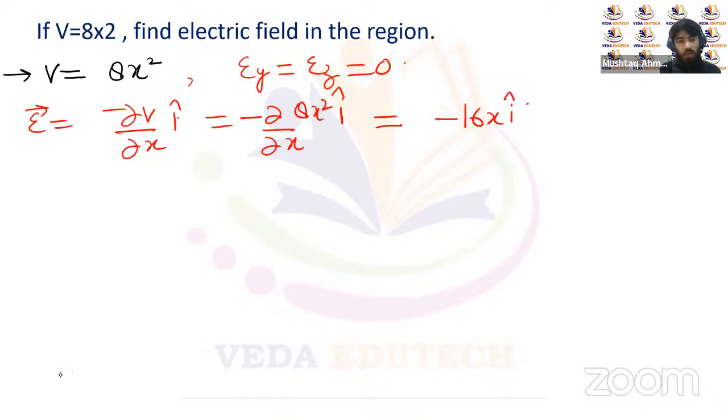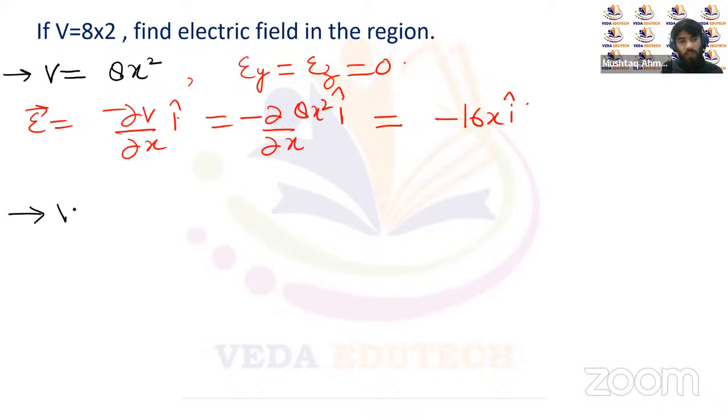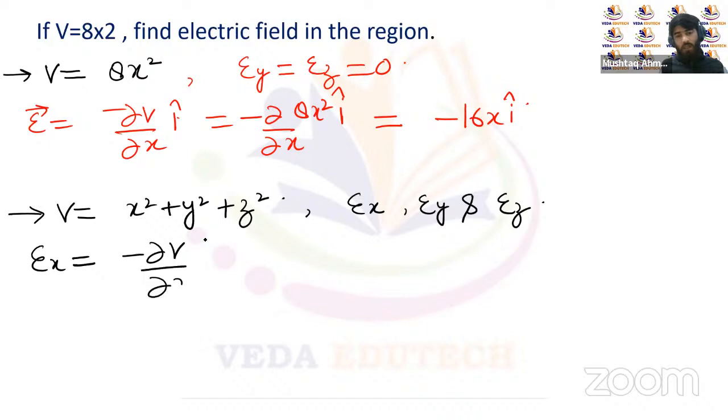Similarly, if we are asked a question of this nature, if the potential varies as x square plus y square plus z square, then how will we find Ex, the x component of the electric field, and then Ey and Ez? We can find Ex as minus del V upon del x i cap.